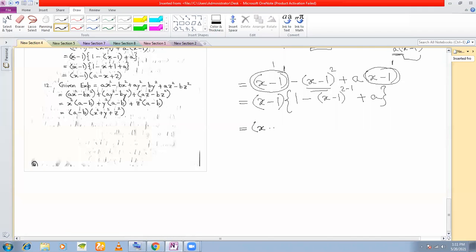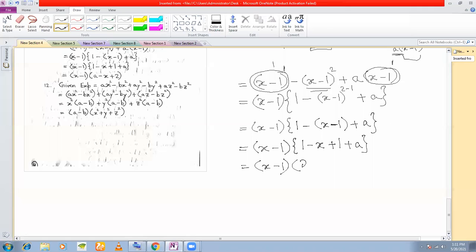So you have x minus 1 into 1 minus (x minus 1) plus a, which is equal to x minus 1. Now you open the bracket within the curly bracket, get 1 minus x. When you open this bracket, this sign changes to plus 1 plus a. So what are the factors you're getting? You're getting x minus 1 as one factor. The other factor is 1 plus 1 becomes 2 plus a minus x. So these are the two factors. Clear?